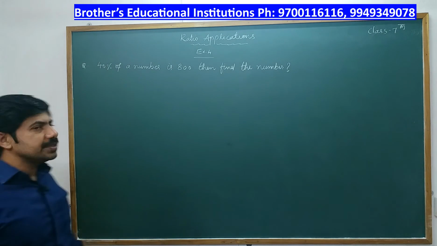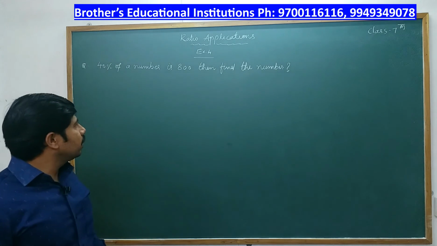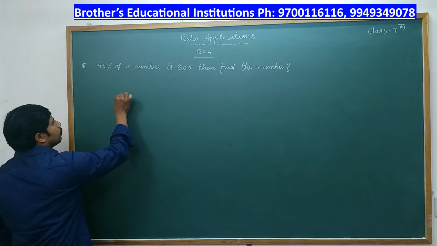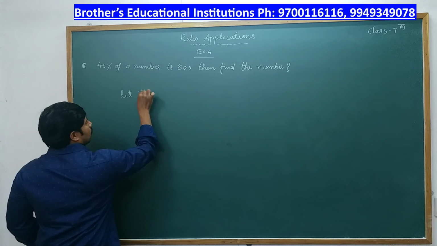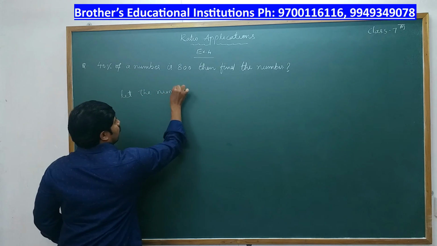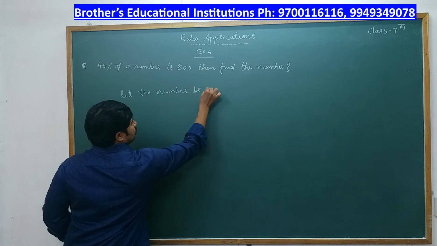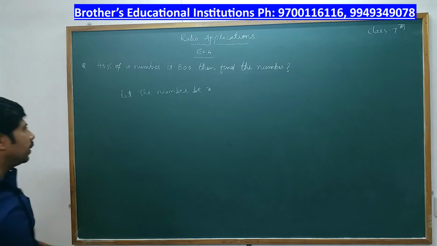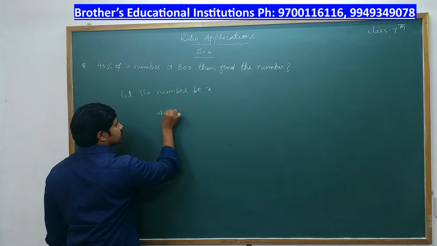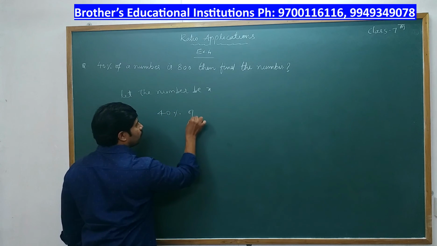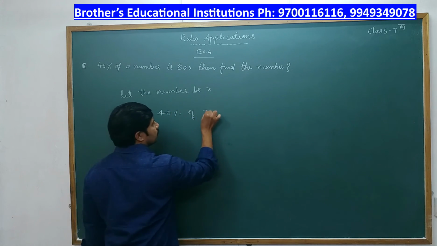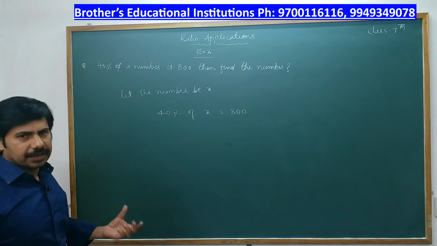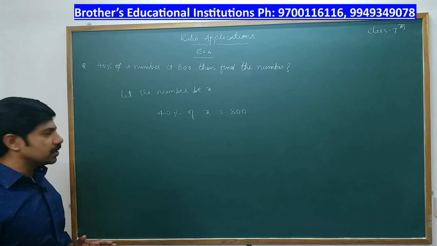Next problem. 40% of a number is 800. Then find the number. So what we do, we assume a number. Let the number be x. Now 40% of a number is 800. So 40% of x is 800.